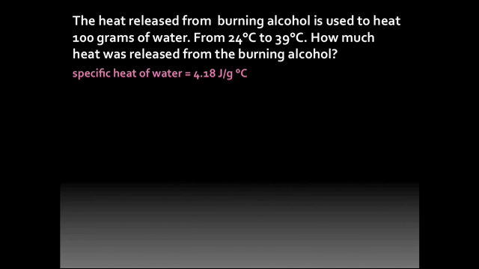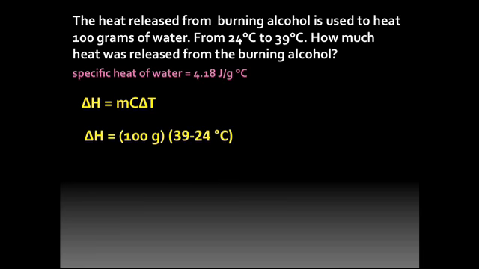We can look up the specific heat of water. It's 4.18 joules per gram per degree Celsius. That means for every gram of water you have, it's going to take 4.18 joules to heat that up by 1 degree. Okay, so I have my equation. My mass was 100 grams. My delta T is 39 minus 24. I need to subtract those to get that. And then I have c is 4.18 joules per gram degrees Celsius. So the first thing I need to do before I do anything else is subtract that, and I get 15.